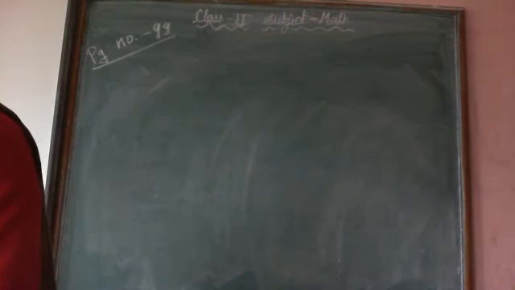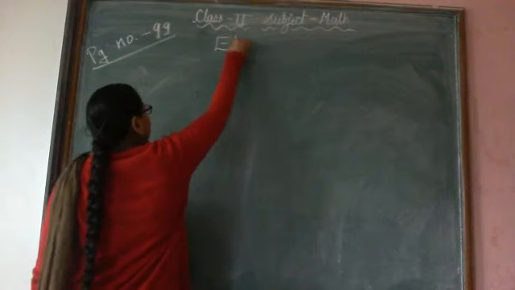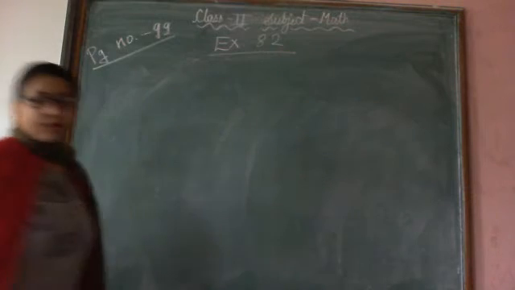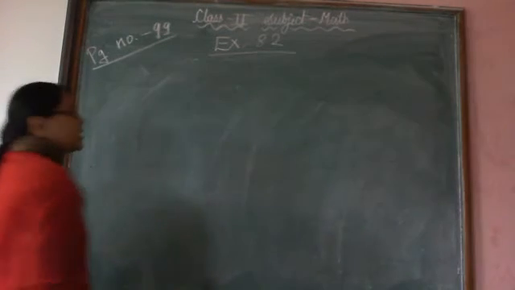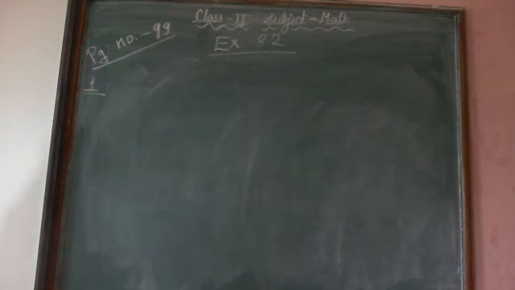Okay. So let's start exercise 8.2. Exercise 8.2, all of you open your classwork copy, write down exercise number and then question number 1. Question number 1 is fill in the blank. So all of you note down the question with the help of book.